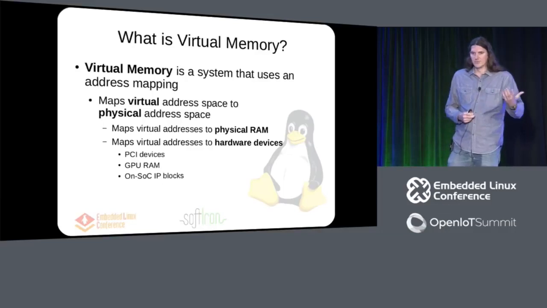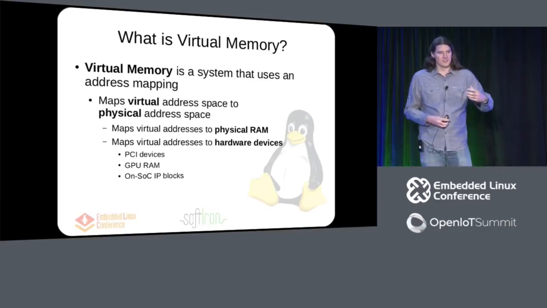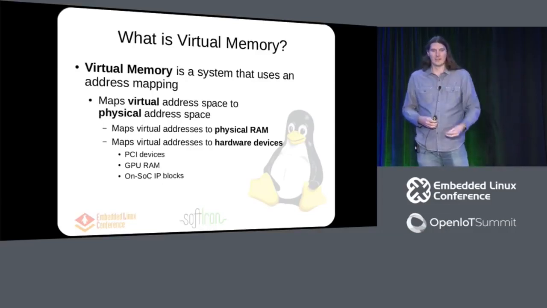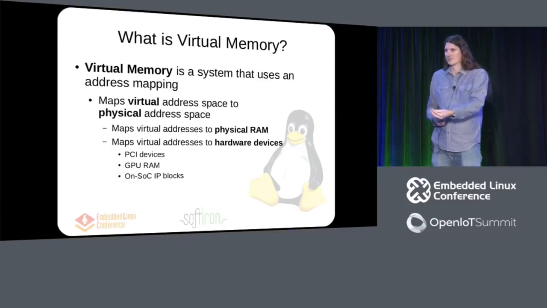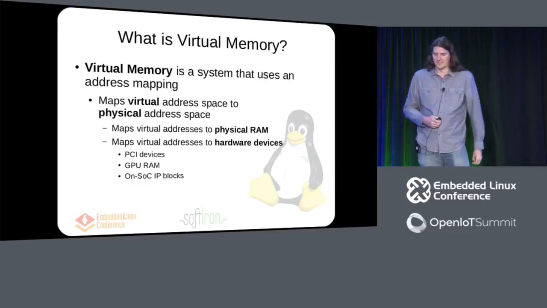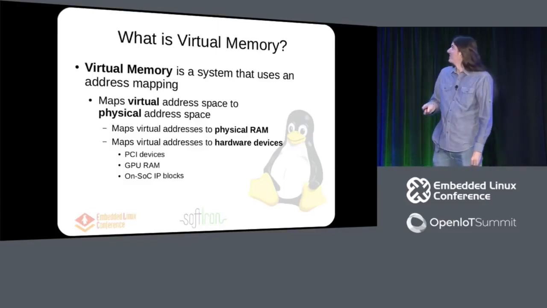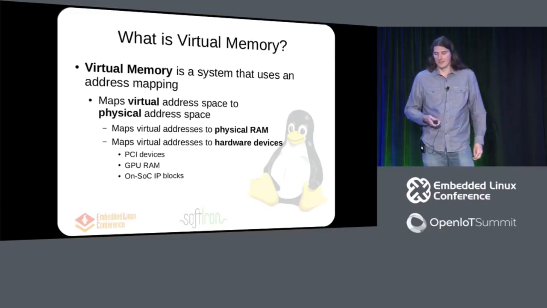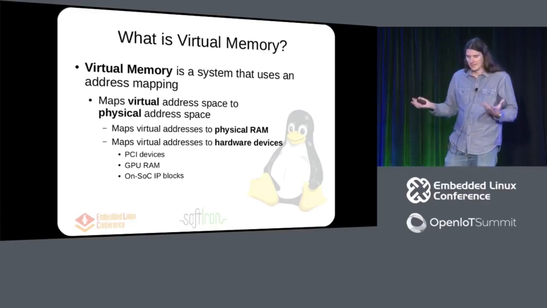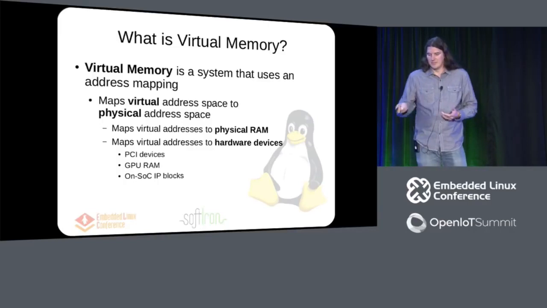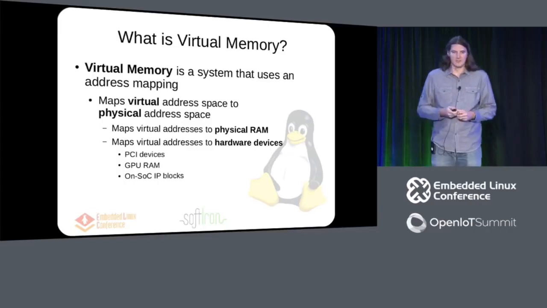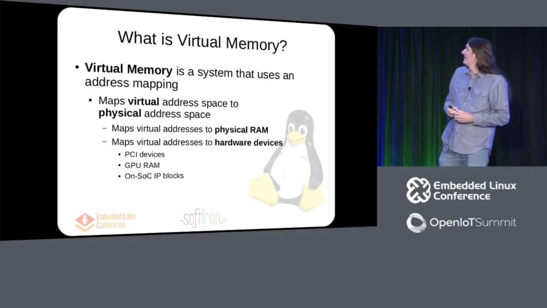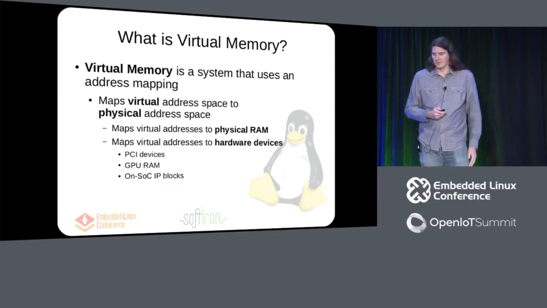So you have virtual addresses, and some of those virtual addresses address RAM, and others address actual hardware devices and registers in those hardware devices. An example of some of that is PCI. You can map PCI memory directly into your memory space, GPU RAM, or any kind of on-SoC IP block-based peripheral, like on an ARM SoC, for example.